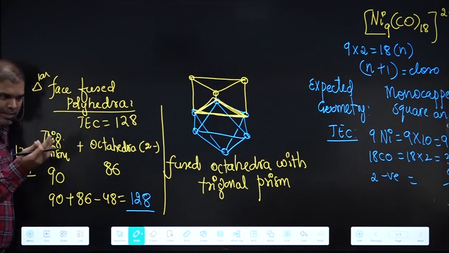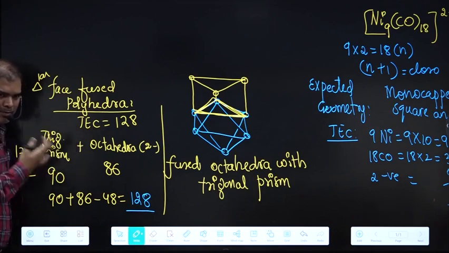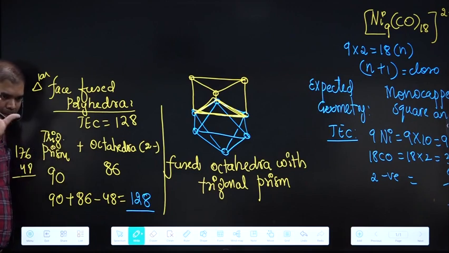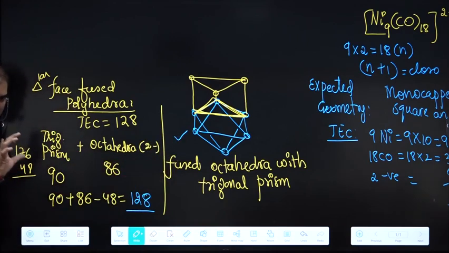For some higher clusters, if I am not able to explain according to PSEPT, then I can put forward one more theory. What is that theory? Maybe there are two polyhedra which are coming close and fusing. In this case, the structure is found to be fused octahedra with a trigonal prism. Okay, write down that point.